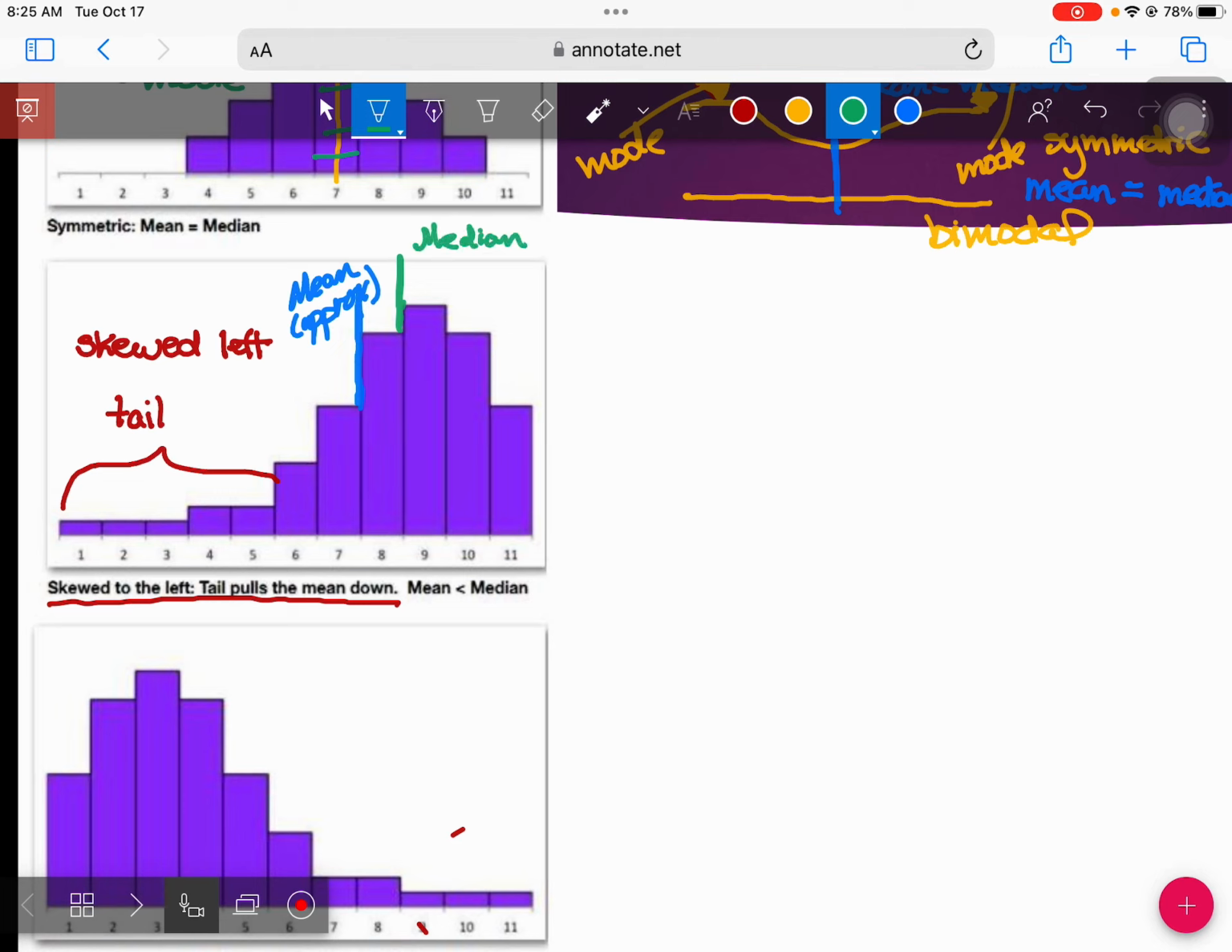The median is like the girlfriend of the couple. She really doesn't care about the outlier, okay? And this is an approximation also.